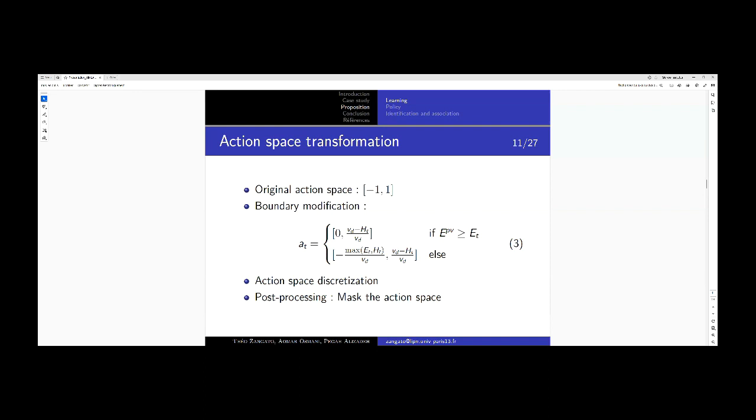There's also another set of constraints, such as the maximum input and output power that you can use with your storage system. So all this information is known beforehand, so we can use it and pass it to the agent, so that the agent doesn't have to learn it by itself. So we are going to discretize the action space, so that we can make a post-processing step to mask the action space, to only leave valid actions to the agent.